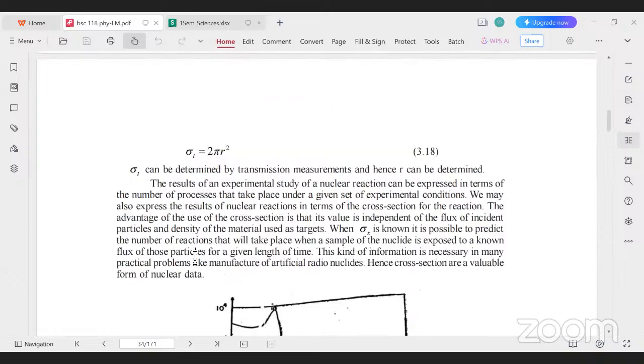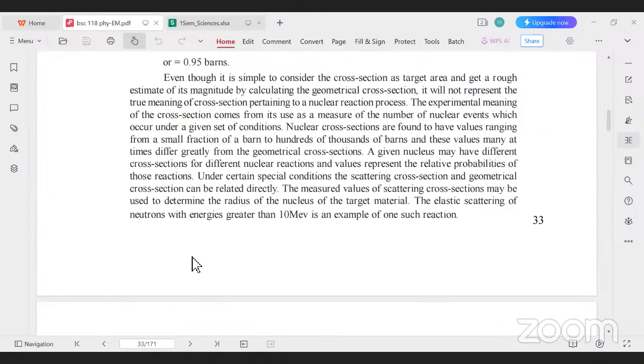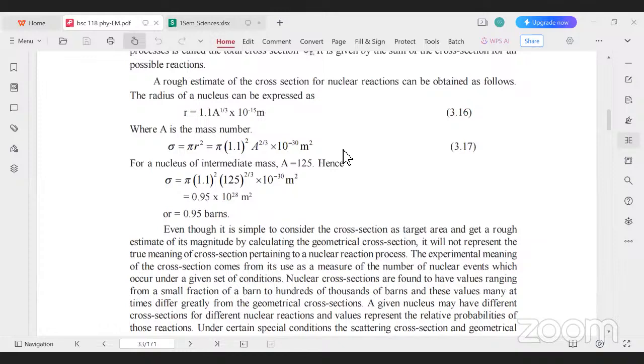Here it is mentioned in equation number 3.17: sigma is equal to 0.95 times 10 to the power of minus 28 meter square, and 0.95 barns. What is meant by these barns? Yes, BARNS, this one.